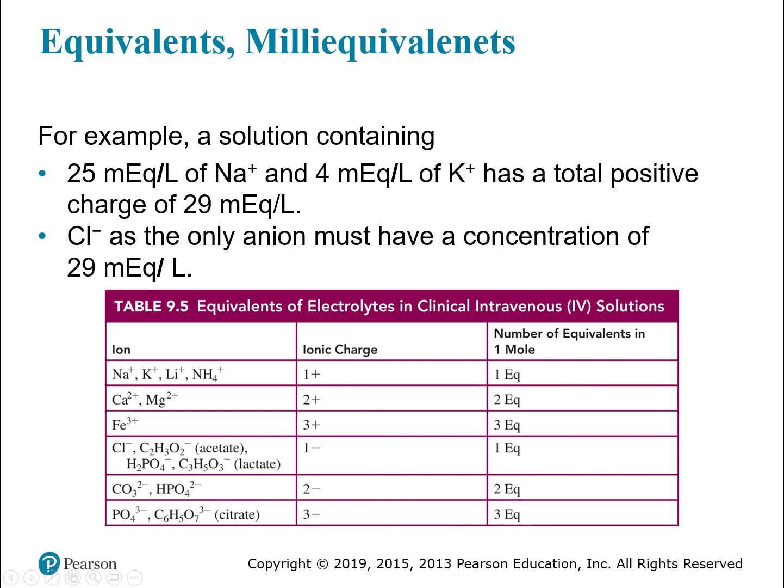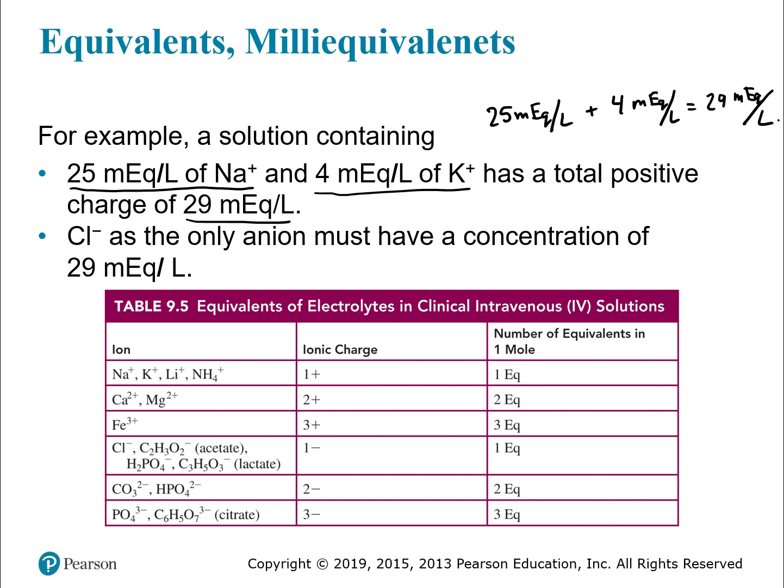So let's talk about an example. If we have a solution that has 25 milliequivalents of sodium ions and 4 milliequivalents of the potassium ion, it's got a total positive charge of 29, because 25 plus 4 is equal to 29. That's the total positive charge in the solution.